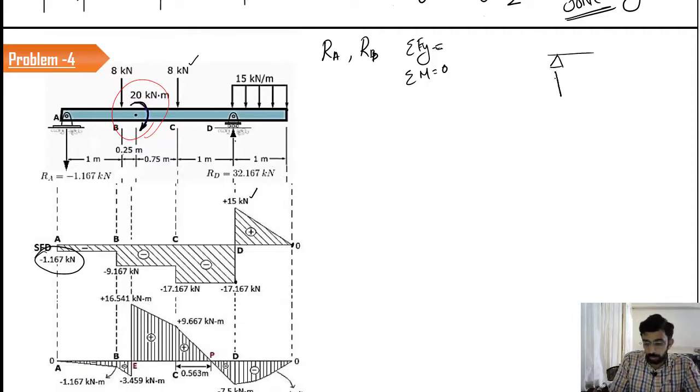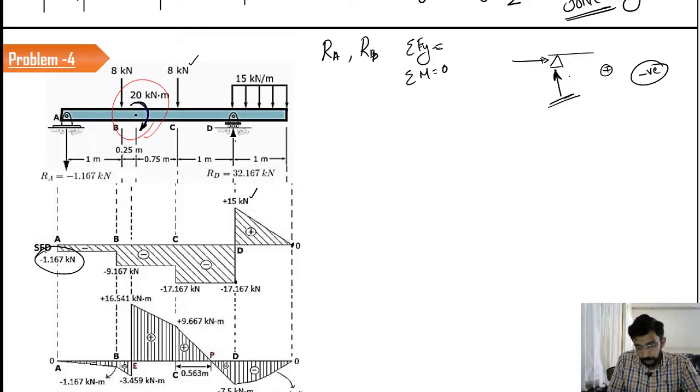Usually at the support we give a reaction like this. This is the initial sign convention or direction that we apply. If this direction is correct, then I will get a positive solution. If I get a negative solution, it means the direction I have used is not correct, and I have to alter the direction. When I calculated the value of RA, the sign was minus 1.167. So I concluded that the direction I adopted is not right, so I change the direction downwards. Okay. So this is how the shear force diagram will look like.